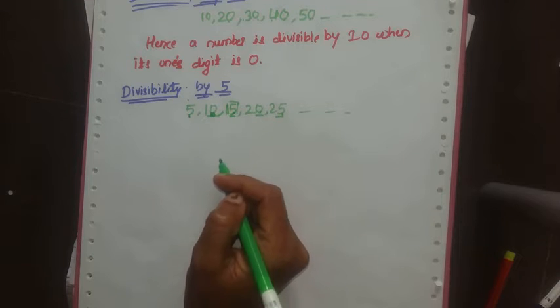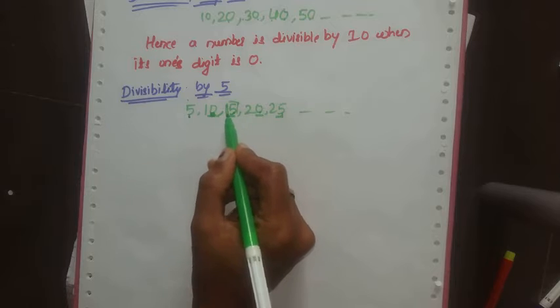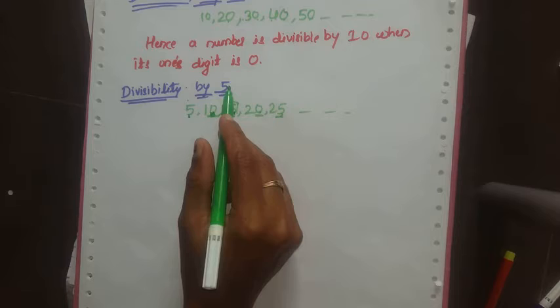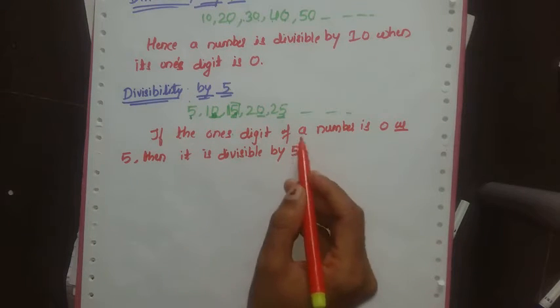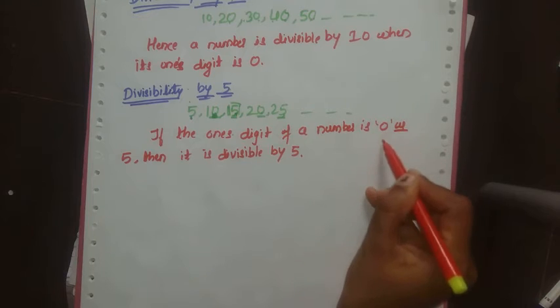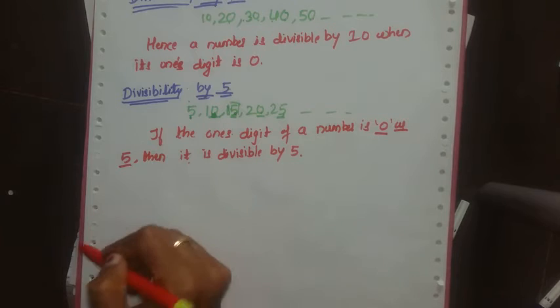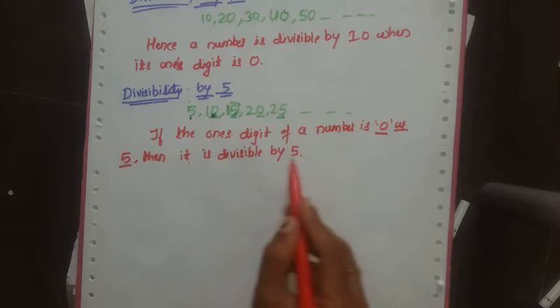So we can conclude that if the ones digit of a number is 0 or 5, then it is divisible by 5.